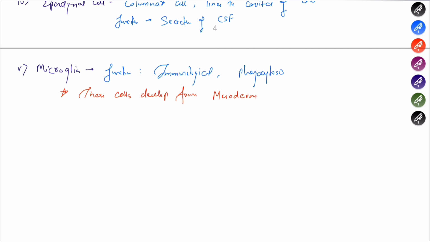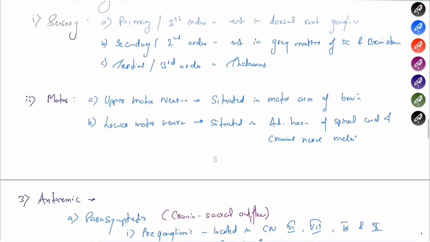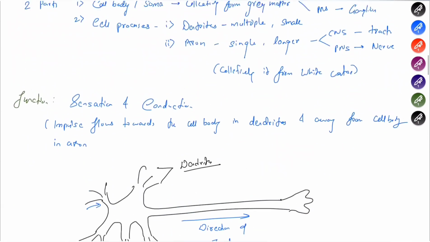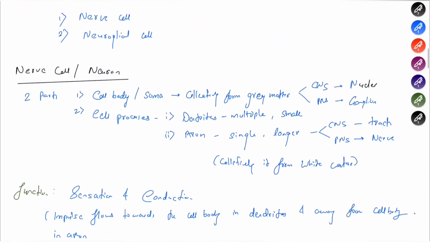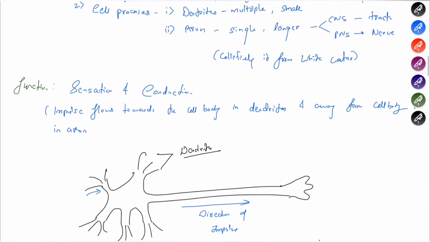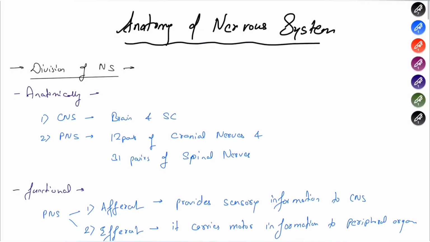So this is the general information about the nervous system. In the next class we will talk about some reflexes, common reflexes and reflex arc.